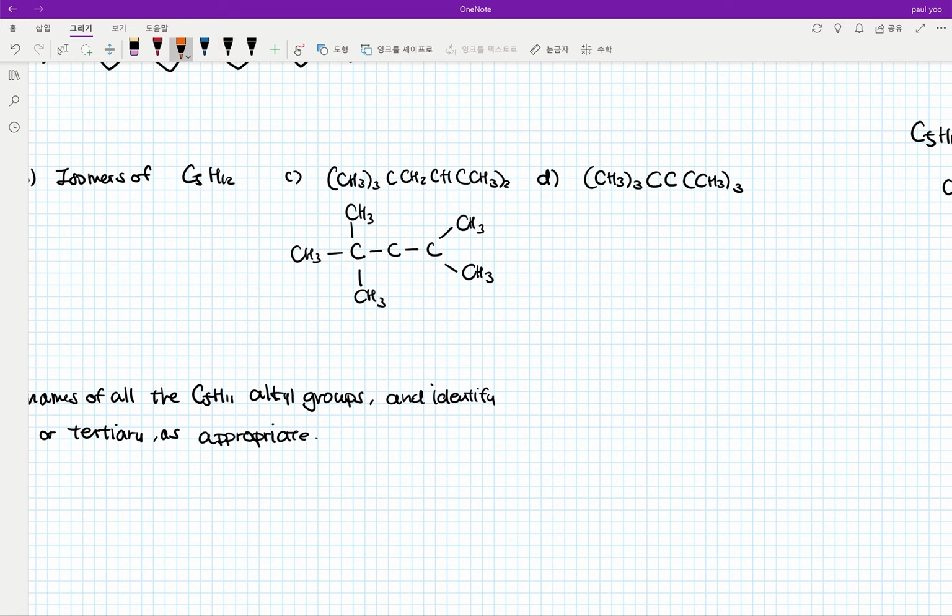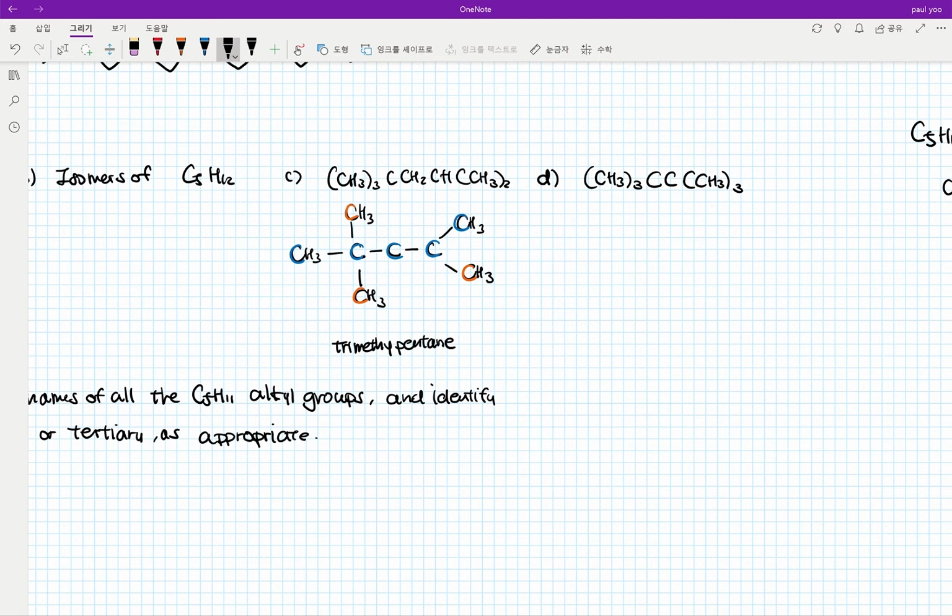I see the longest chain will be from C, C, C, C, C. So it's a pentane, and it has 1, 2, 3 side chain groups. So first of all, it's trimethyl pentane.